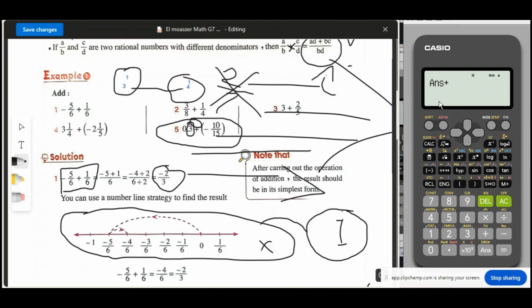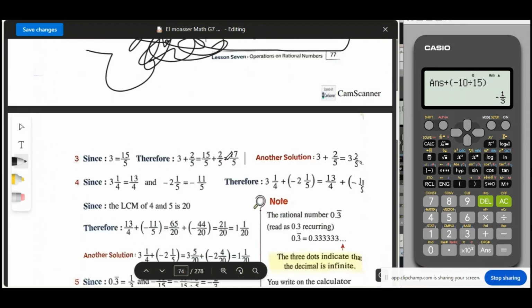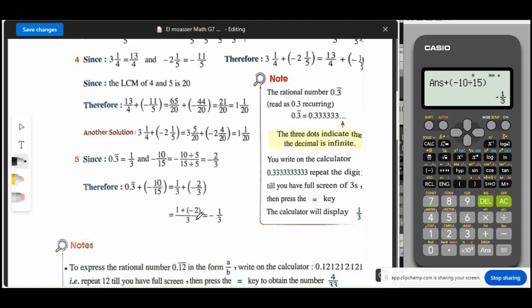So we got here 1/3, the answer variable, plus, open your brackets, make sure to open brackets, and negative 10/15. So when you press equal, negative 1/3. Look, number 5, search about number 5. There we go. Negative 1/3.